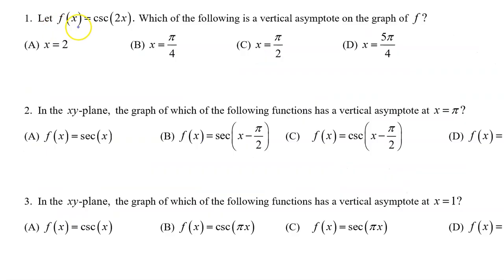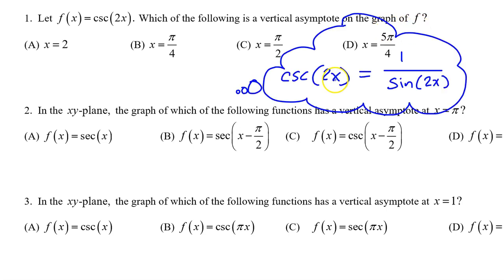Number 1. Let f of x equal the cosecant of 2x. Which of the following is a vertical asymptote on the graph of f? I'm writing this statement in a thought bubble because this is not something you need to write down, but you should be thinking the cosecant of 2x is equal to 1 over the sine of 2x.